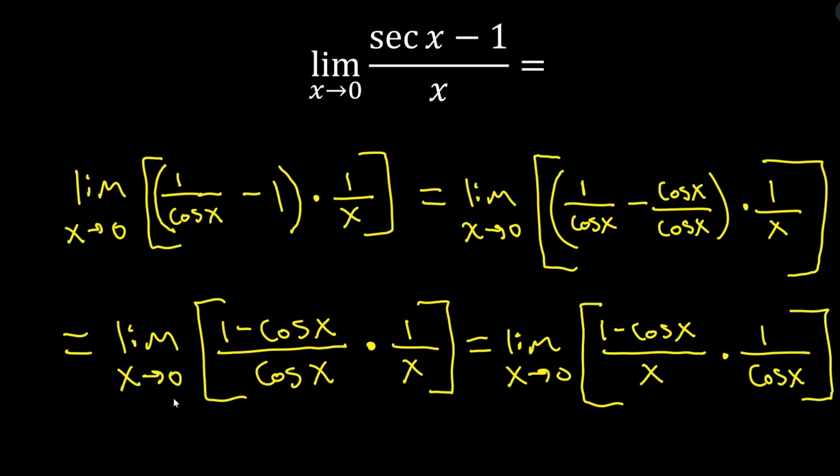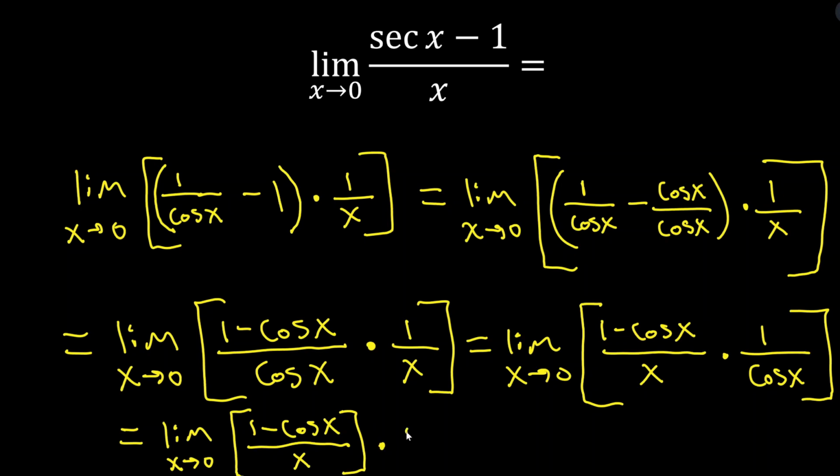And now we're going to split this up. I'm kind of running out of room here. The limit of a product equals the product of the limits. So I'm splitting this up. The limit as x approaches 0 of 1 minus cosine x over x, which we know is 0, times the limit as x approaches 0 of 1 over cosine of x. And now we're about to be done here.